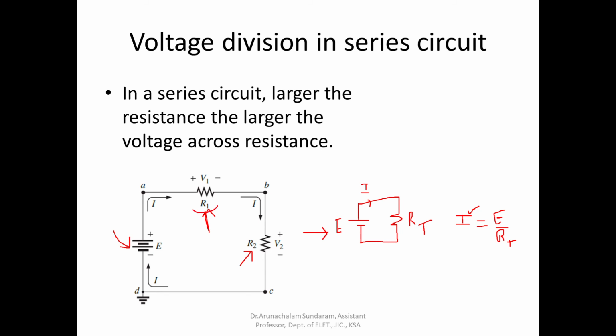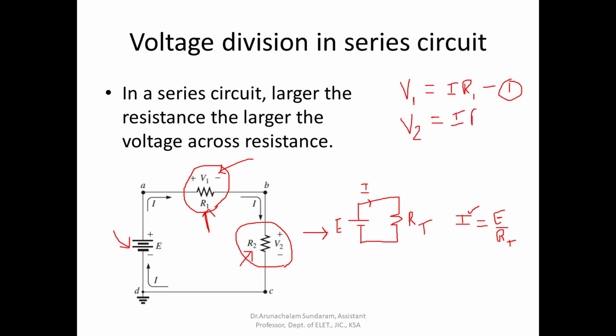Now apply Ohm's law to resistance R1 to find the voltage across the resistance. So this is V1. According to Ohm's law, V1 is equal to I into R1. Current multiplied by resistance. Let us call this equation 1. Now apply Ohm's law to the second resistor. What is the answer? V2 is equal to I into R2 according to Ohm's law. Now this is equation number 2.